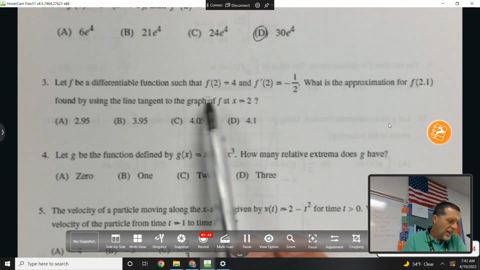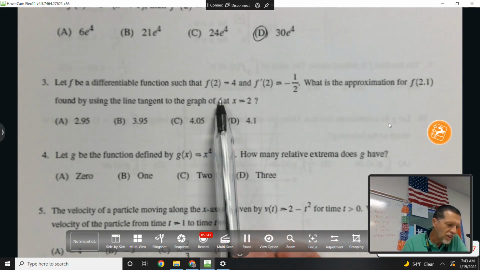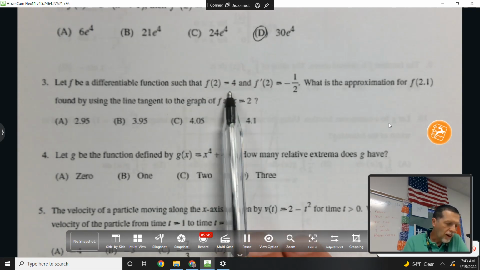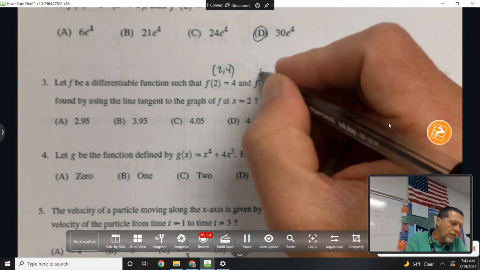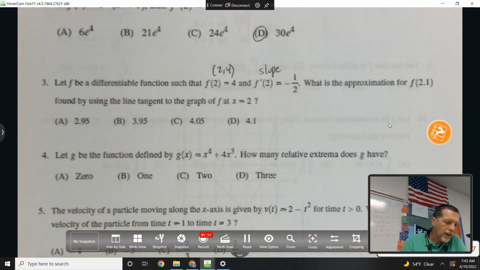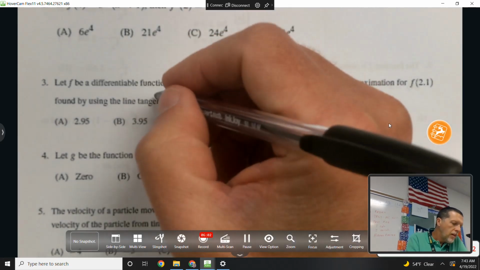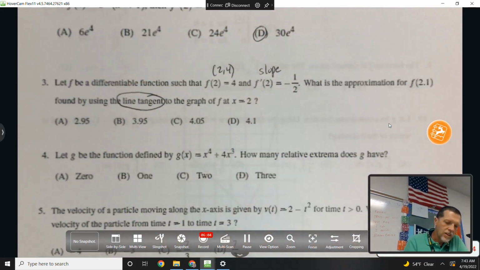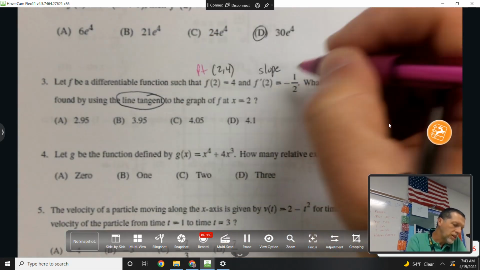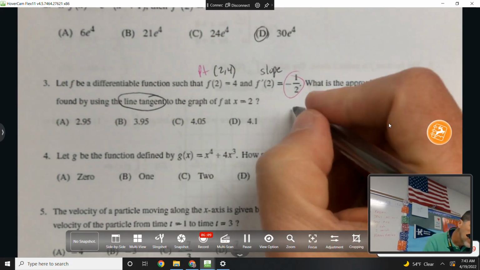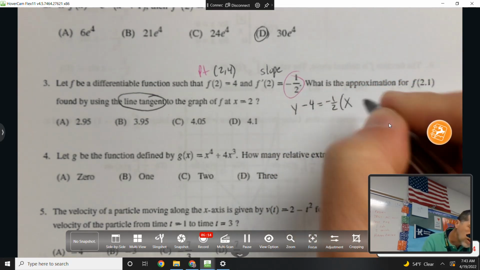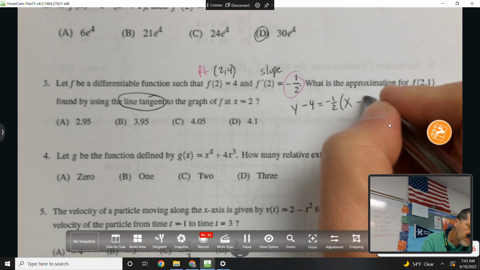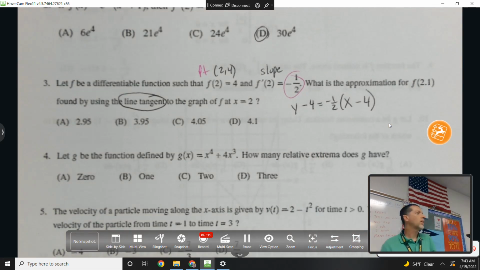Okay. Let f be a differentiable function such that f of 2 equals 4, so that means the point 2, 4. The derivative, so that's slope, or dy dx. What is the approximation for f of 2.1 found by using the tangent line? Okay, well, tangent line means I need a point and a slope. So y minus 4 equals negative 1/2 x minus 4.